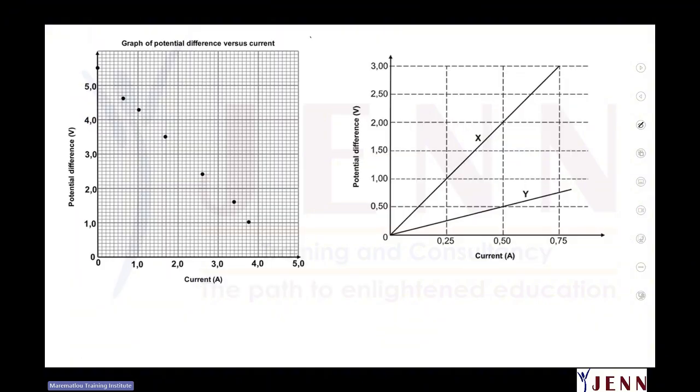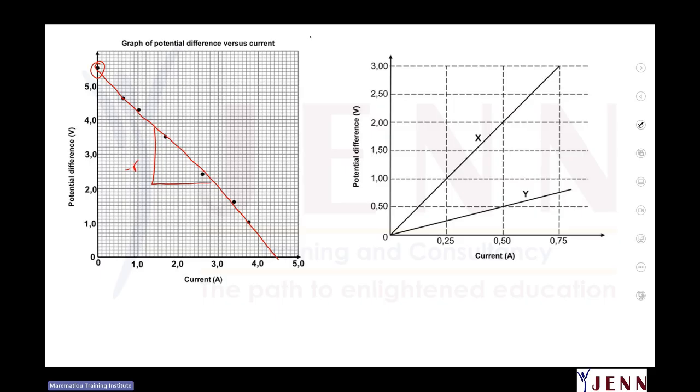If you look at that graph, you can see the two graphs that I've projected here. We have one graph here, and you can see that it starts there, meaning we can get EMF there for this graph. We have EMF. But remember that the gradient of this graph, if we draw a line of best fit there, the gradient will give us internal resistance.